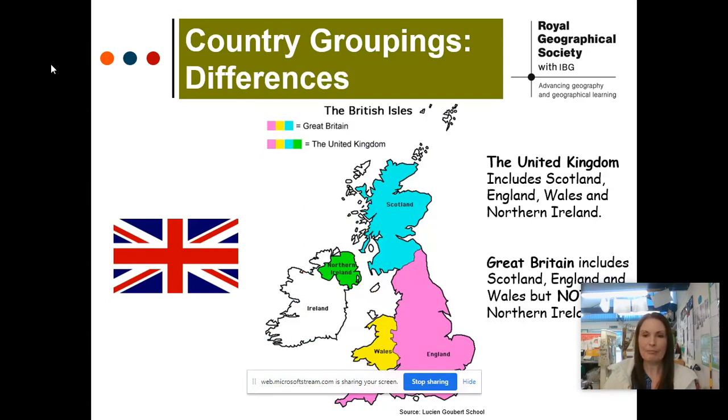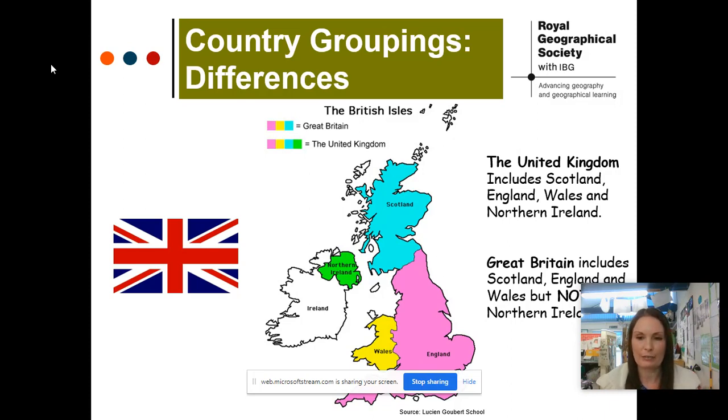Now, the United Kingdom includes Scotland, which is at the top in blue, and that is where my mummy is from. England, which is in pink, which is where we live and where Milton Keynes is. Wales, which is in the yellow, and Northern Ireland, which is in green.